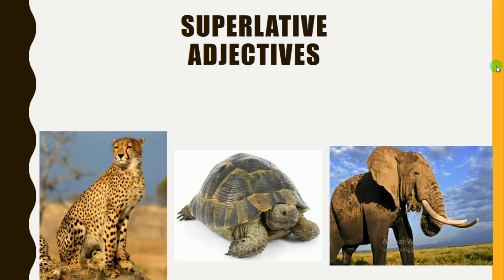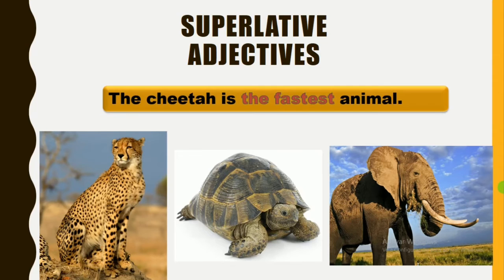So here we have 3 animals. We have a cheetah, a turtle, and an elephant. Observemos que ya no es comparativo porque no tengo dos cosas, tengo 3. Entonces de estos 3 vamos a destacar esos adjetivos según las cualidades de los animales. So let's see the example for a cheetah. The cheetah is the fastest animal. Quiere decir que el guepardo es el animal más rápido de los 3 que tenemos ahí, right?